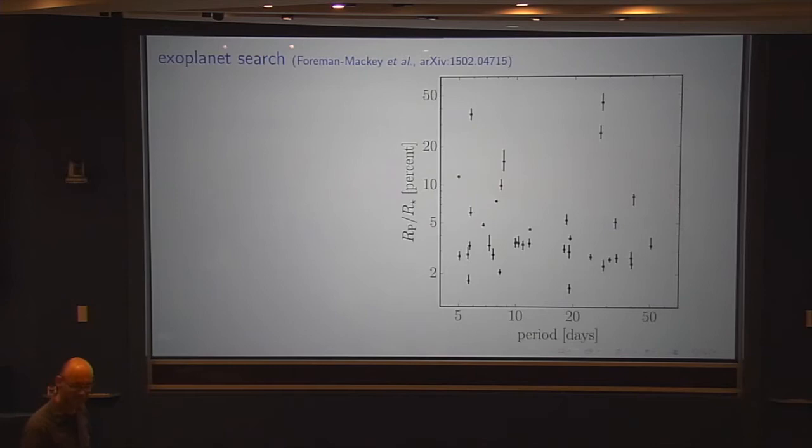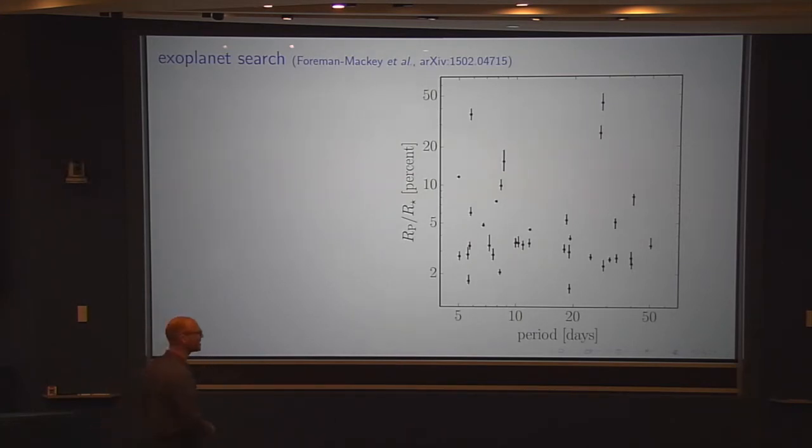I'm just wondering, since the period is short and these are less massive, dense stars as well. Sorry, I'll repeat it. Since there are M stars and since the period is short, if the planet was massive enough, could you just detect it using this geometry?